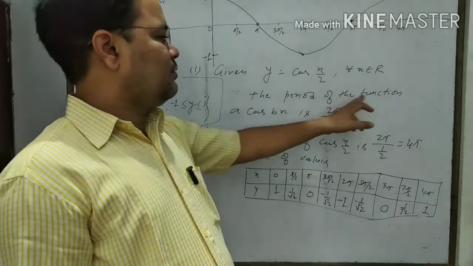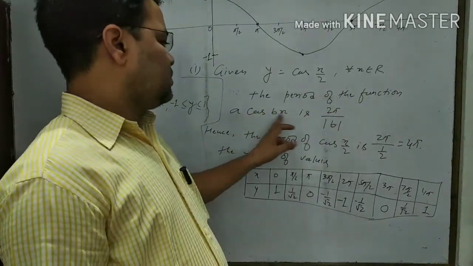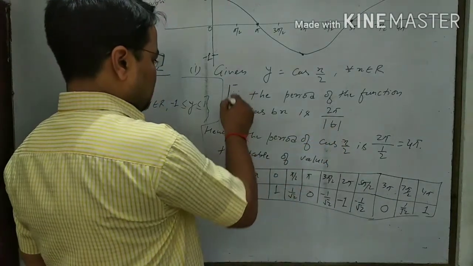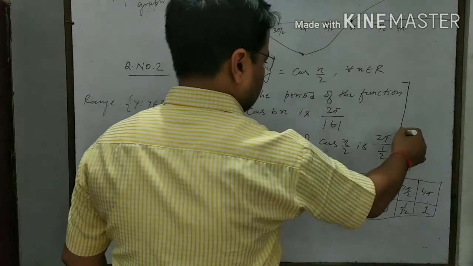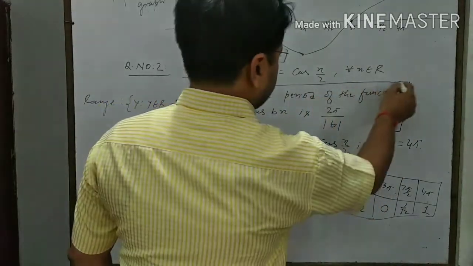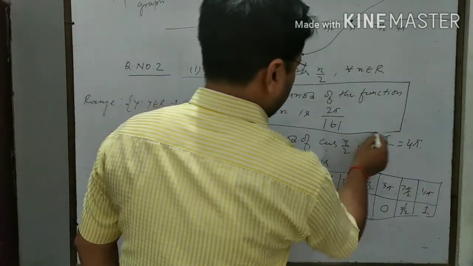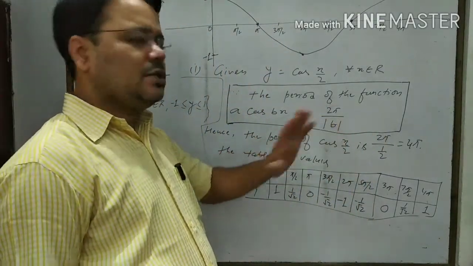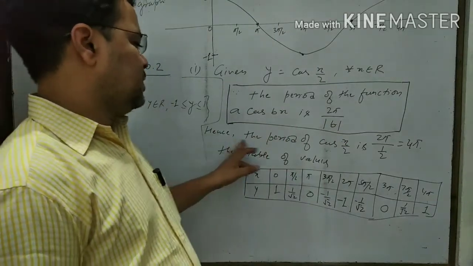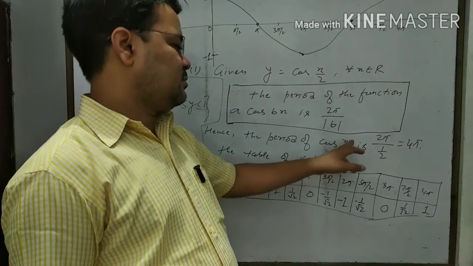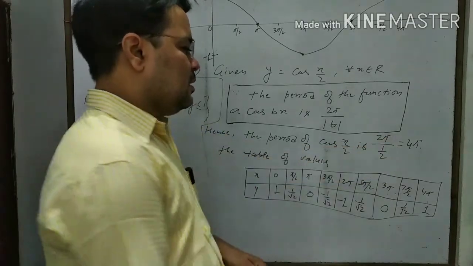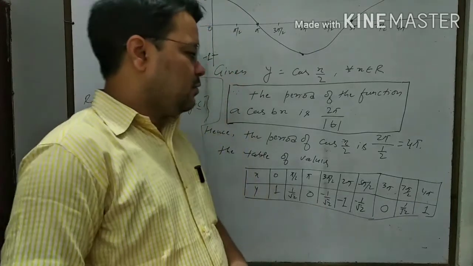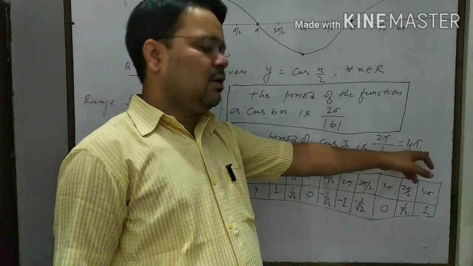The period of the function a cos bx is 2 pi upon modulus b. This works as a formula. You should learn it. The period of the function a cos bx is 2 pi upon modulus b. Therefore, the period of cos x by 2 is 2 pi upon modulus 1 by 2, and modulus 1 by 2 will be 1 by 2 only, and when 2 comes to the numerator, it will be 4 pi.